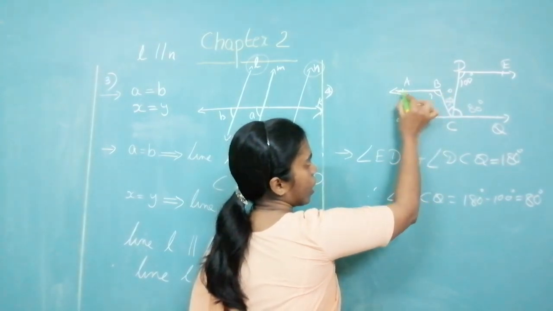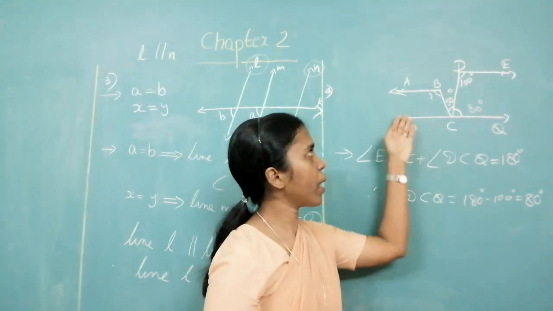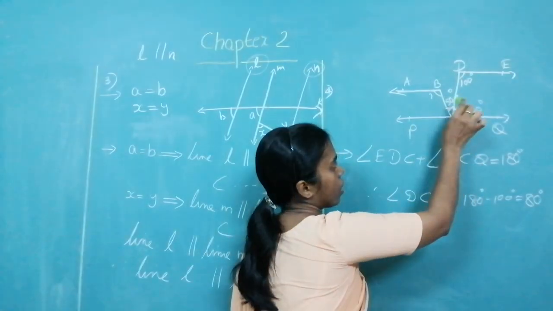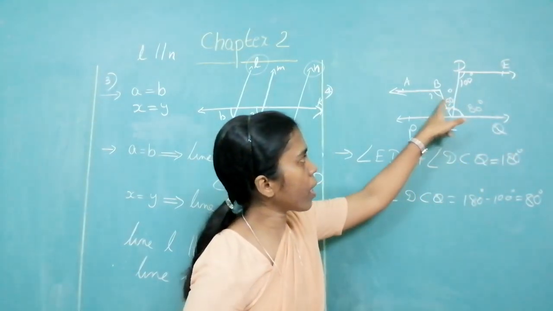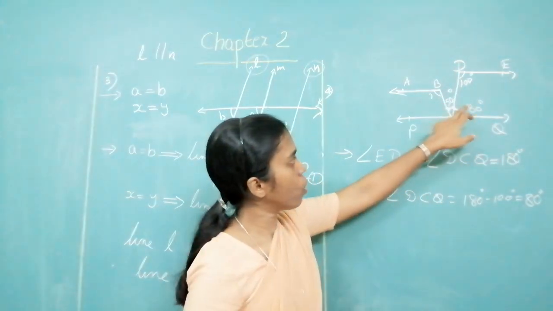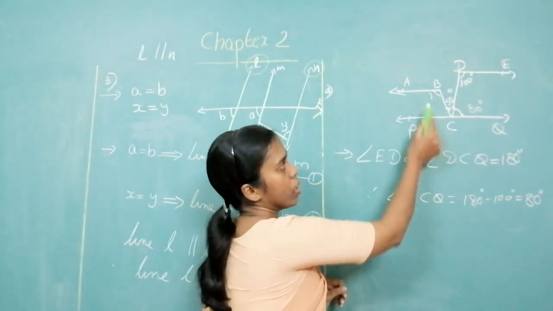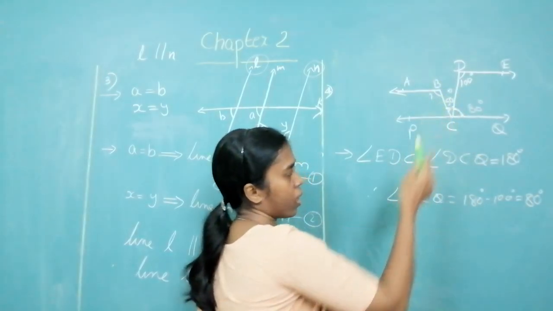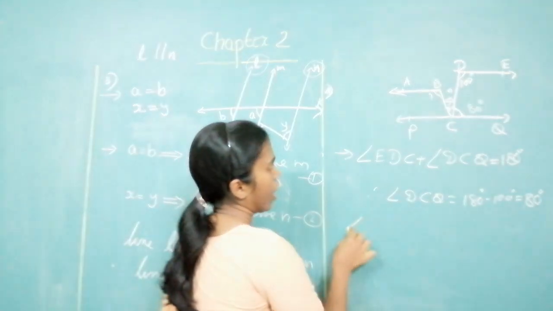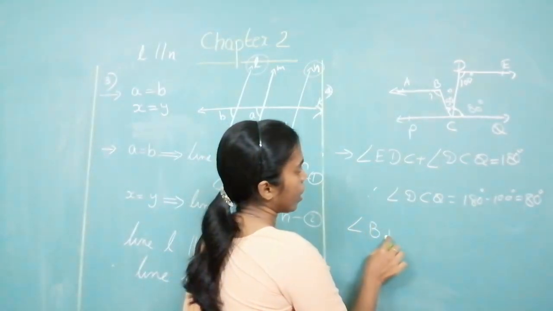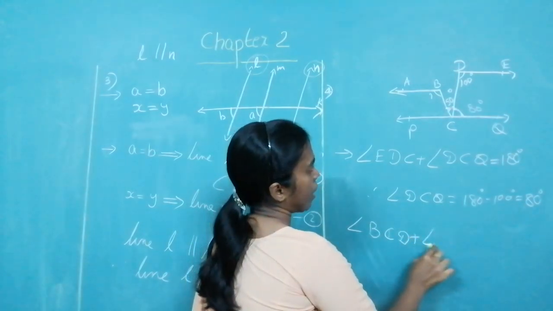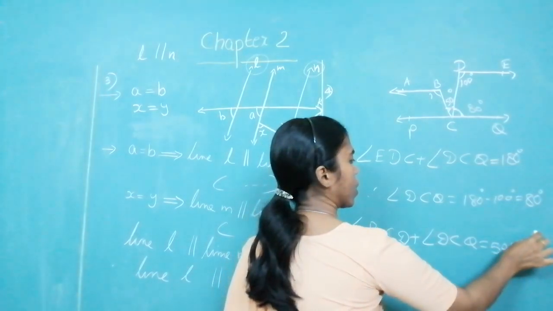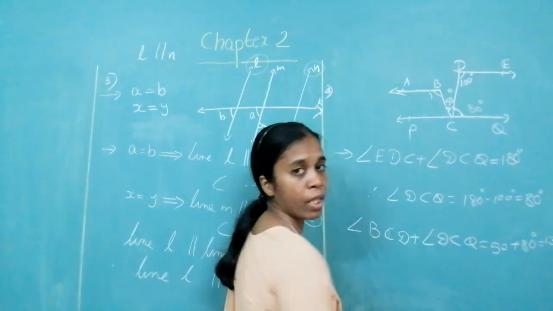Now, you are told that AB and CP are parallel. These are parallel. Look at this entire angle. How much is this angle? This is 50. This, now you got, is 80. So, this entire angle is 130. What do you know about this angle and this angle? These two lines are parallel, and this is your transversal. Therefore, these are alternate angles. So, next you can write angle BCD plus angle DCQ is equal to 50 plus 80, that is equal to 130 degrees.